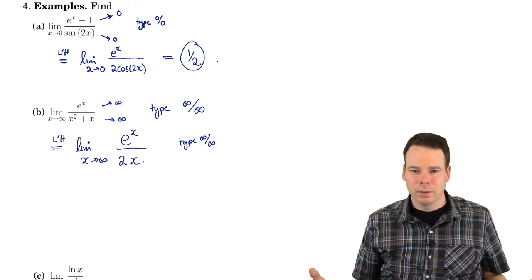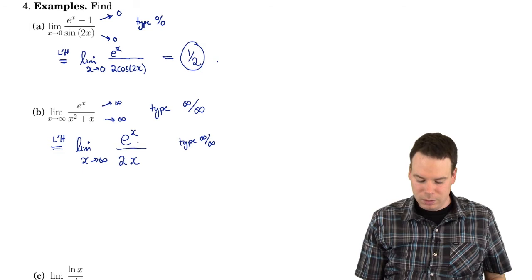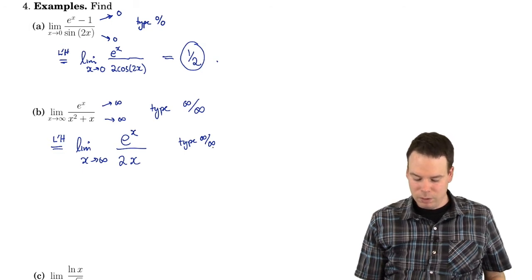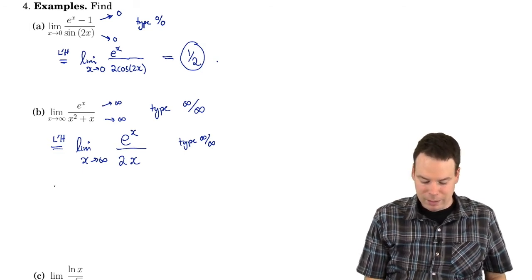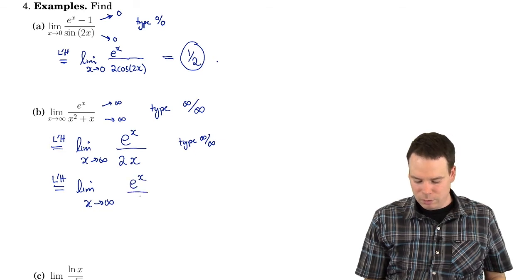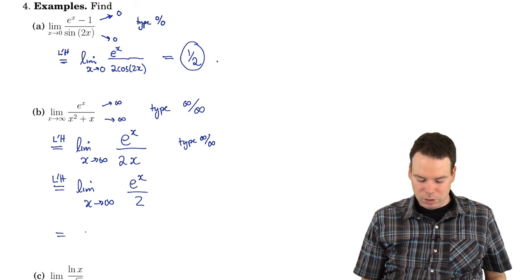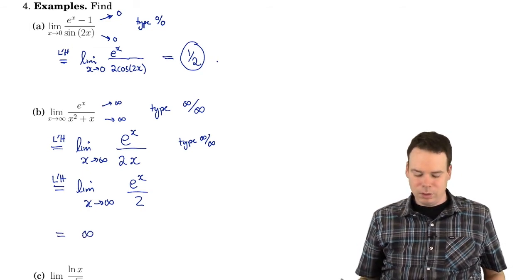So what do I do now? Well, let's apply L'Hopital again. L'Hopital's rule applies to limits of the form infinity over infinity, where we just happen to hit that, so we can do it again. L'Hopital's rule. Limit as x goes to infinity, derivative of the top is e^x, derivative of the bottom is 2. Top's going to infinity, bottom's going to 2, so the ratio is heading to infinity. So our limit is infinite in this case.